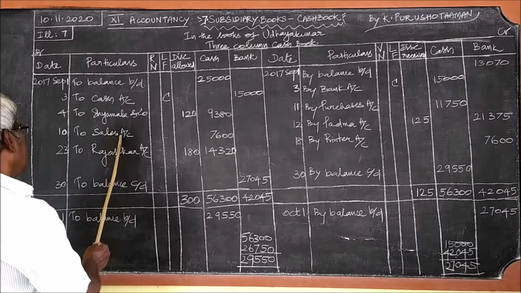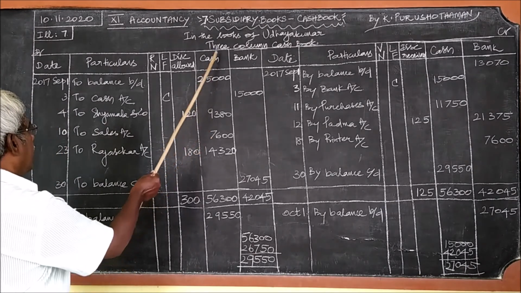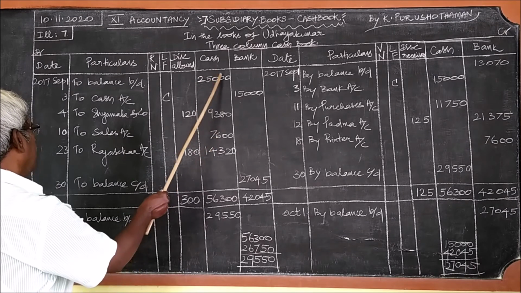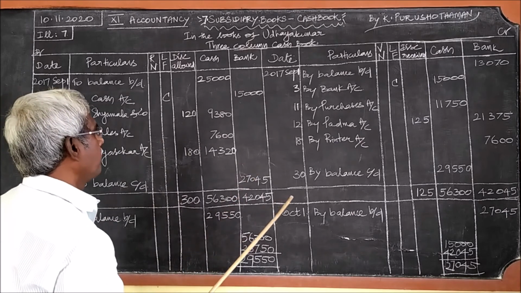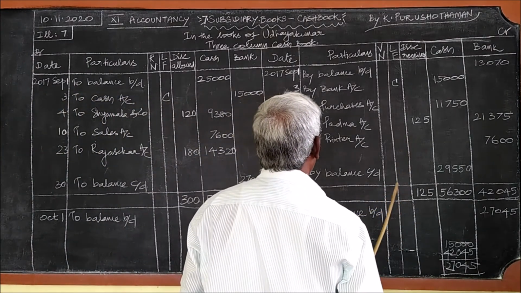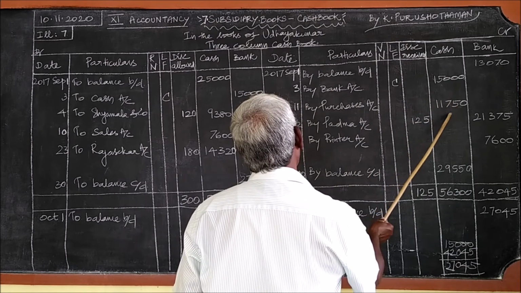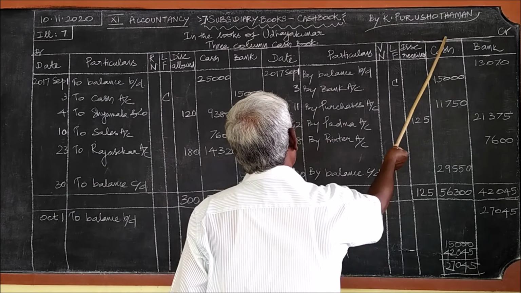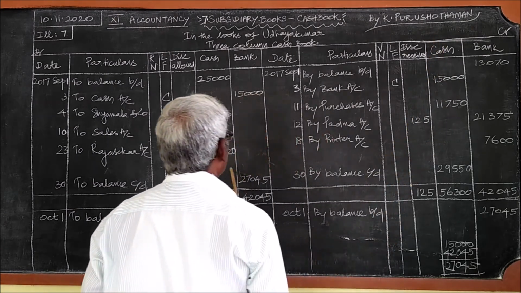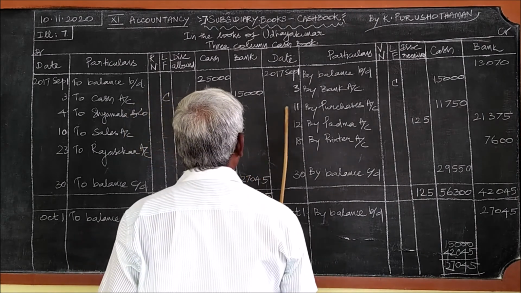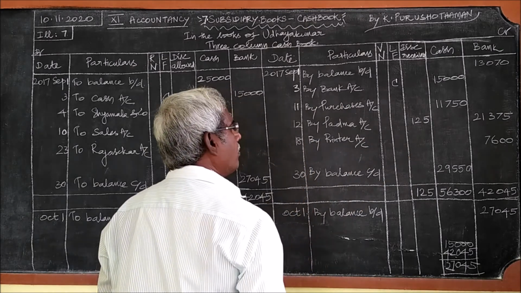After 4th, then 10th, it is cash sales. Whenever goods are sold for cash, cash comes in, therefore it comes in, to sales account 7,600. Then purchases are made, that is, goods are purchased by paying cash. Therefore, cash goes out. Therefore, 11,750 goes out.